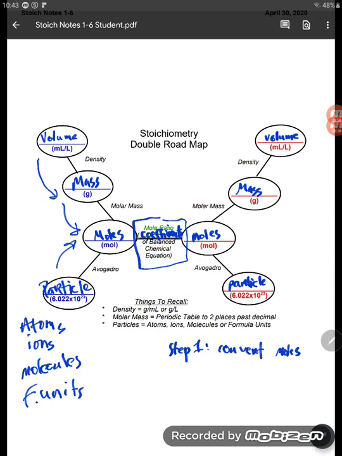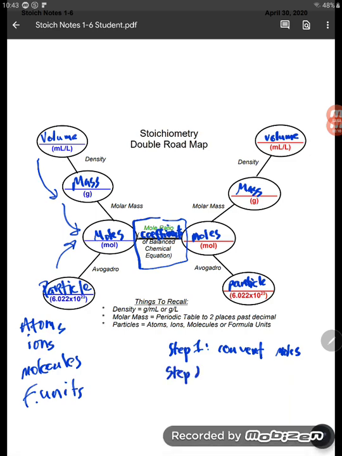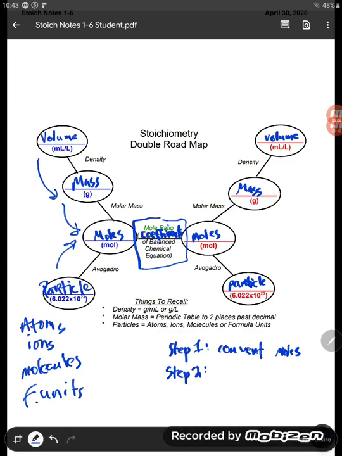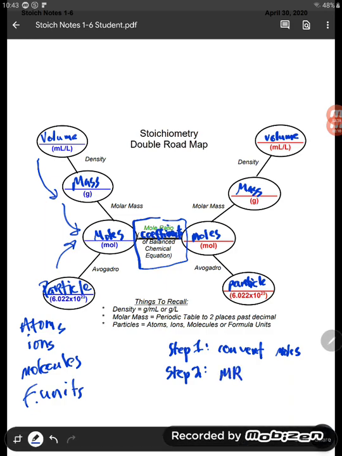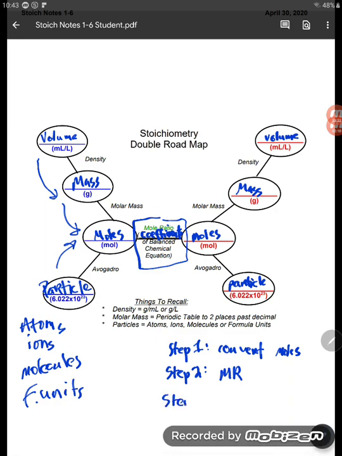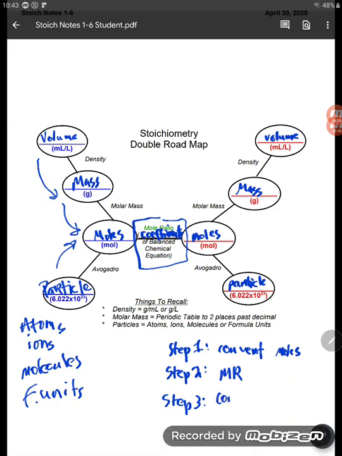Now, you're going to have to ask your teacher specifically how you want to have these done. There's multiple different ways to complete a stoichiometry problem, and as long as your logic makes sense and you get that final answer correct, there's no wrong way to do it. A lot of it comes down to dimensional analysis and following your units. Step two, use that mole ratio step there in the middle. And then step three is to convert to your final units, whether that be grams or particles.